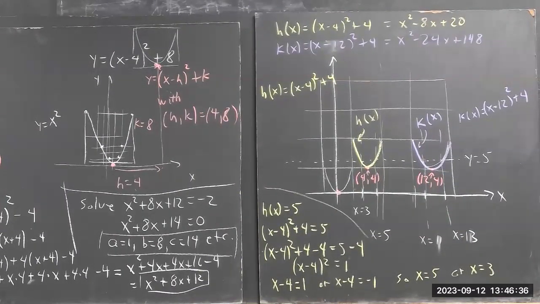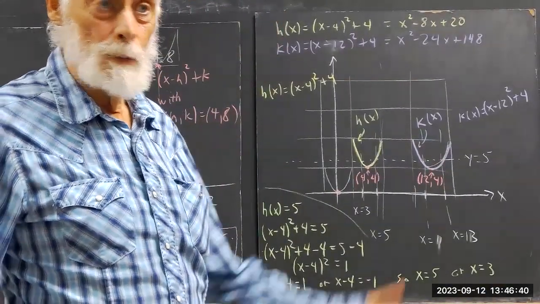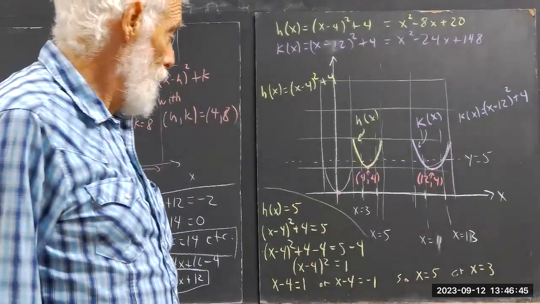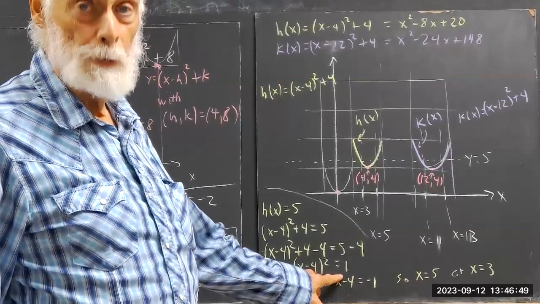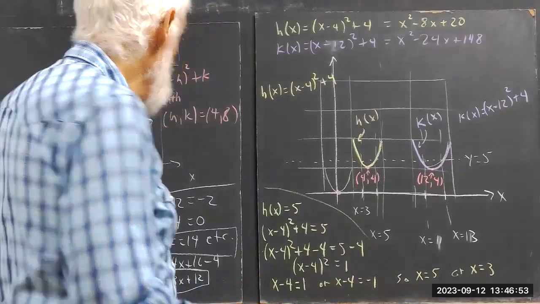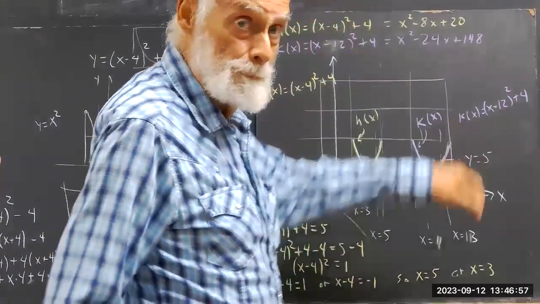Now, if this was the line y equals 6, then what would be different? We'd have a 6 here, and that would give you a 2 here. And you'd have to do the square root of 2, plus or minus. Okay? All right. Now we do the same thing for this function.